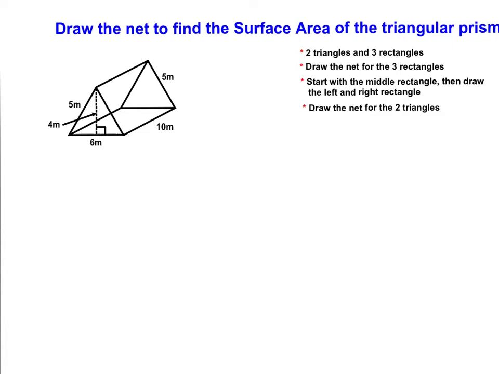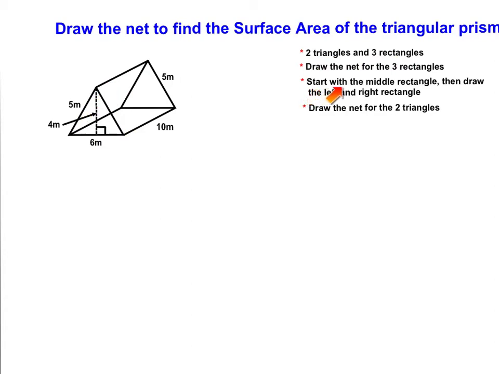Today we're going to draw the net to find the surface area of a triangular prism. A triangular prism has 2 triangles and 3 rectangles. Here's one triangle, here's the other. The rectangle is this one down here, this one to this side, and this other one to the left side.